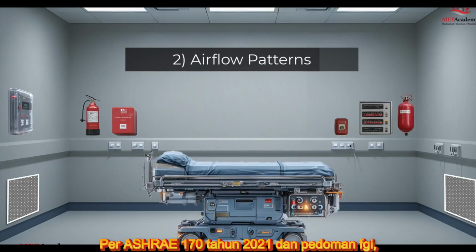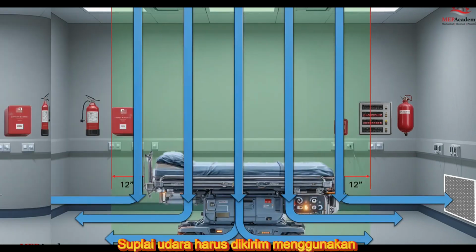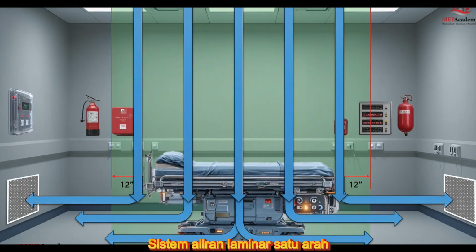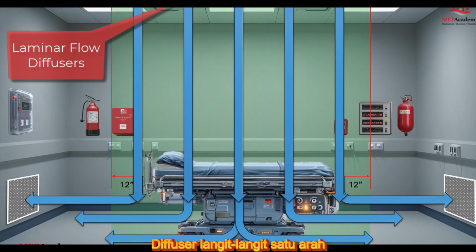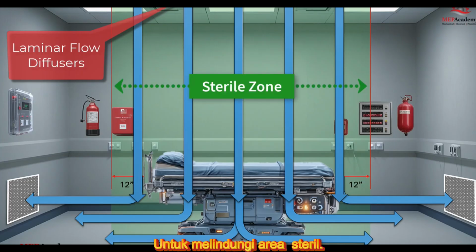Per ASHRAE 170/2021 and FGI guidelines, supply air must be delivered using a unidirectional laminar flow system, located directly above the surgical table. Here's how it works. Supply air enters the room through laminar unidirectional ceiling diffusers, located directly above the surgical table in the sterile zone. Air is filtered through HEPA filters. This clean, filtered air flows straight downward in a smooth column to protect the sterile field.